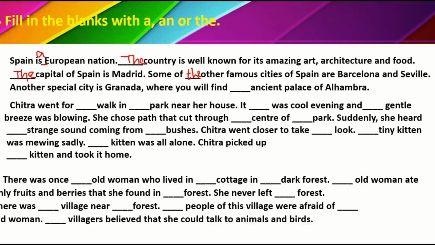Then another special city is Granada. Then here where you will find dash ancient palace of Alhambra. So here you can write where you will find the ancient palace. This ancient palace of Alhambra is only one thing, right? There is no other thing. And like when we talk about the Taj Mahal, we use the, like that we have to use the.